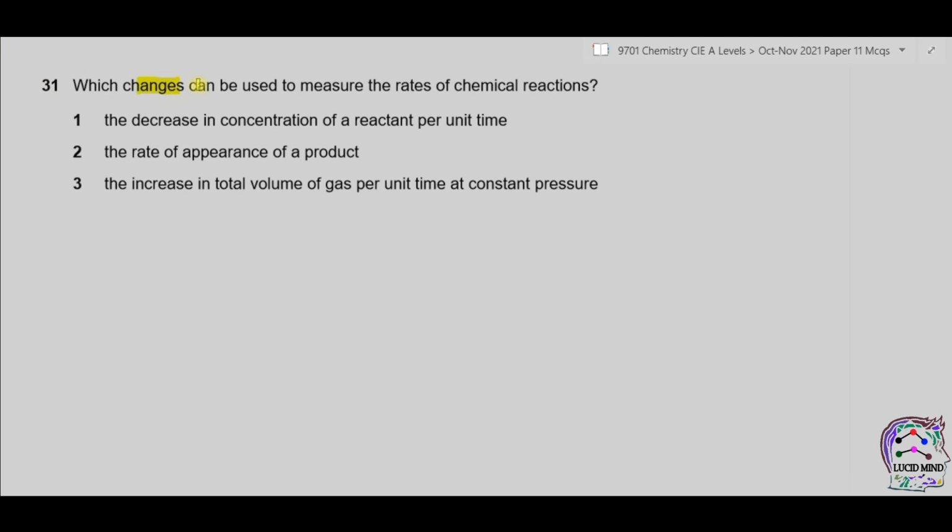Question 31. Which changes can be used to measure the rates of chemical reactions? First one is the decrease in concentration of reactant per unit time. We have both things. We have decrease in concentration and we also have time, so we can find out the rate. Second thing is the rate of appearance of a product. Again, we can calculate the time that is taken by the product to appear. So this can also be used to find rate. Third is the increase in total volume of gas. Again, this is change in the volume per unit time at constant pressure, so it can also be used. All 3 options are correct. Answer is therefore A.